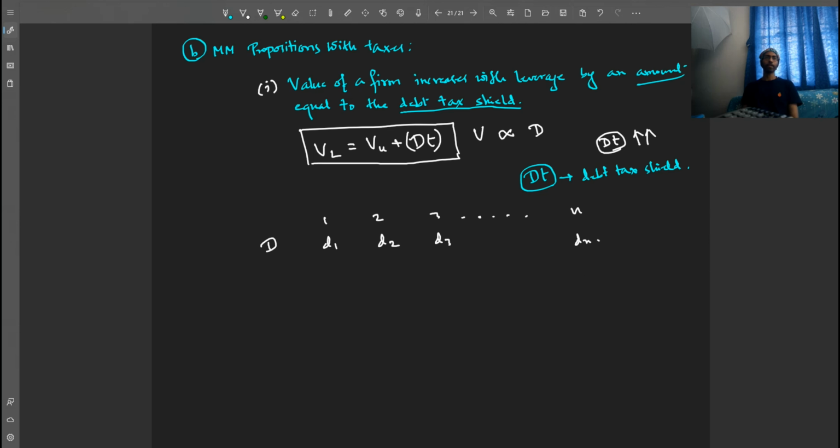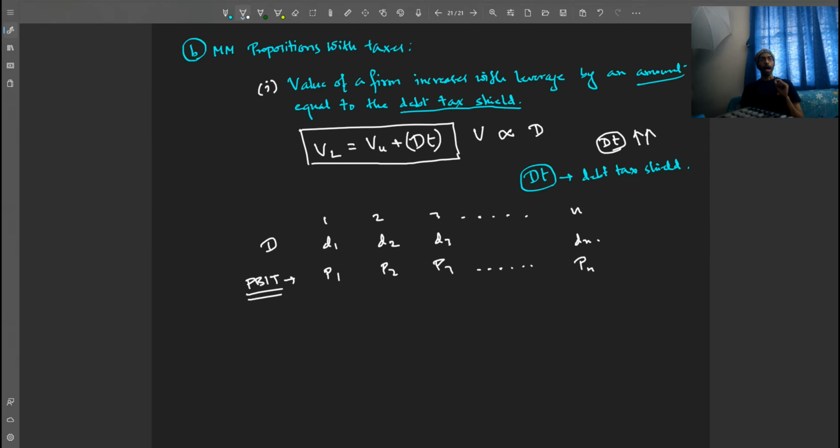Now what happens to the income statement? Let's say the profit in each of these periods before payment of interest and taxes, that is PBIT, profits before interest and taxes in each of these periods are P1, P2, P3, up till Pn. This is profit before interest and taxes, friends.